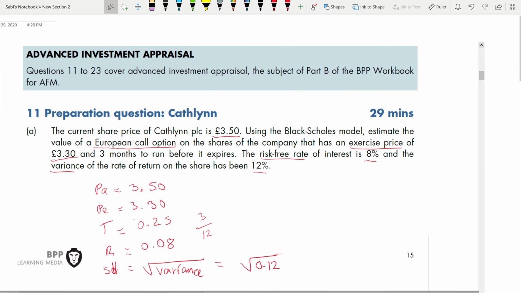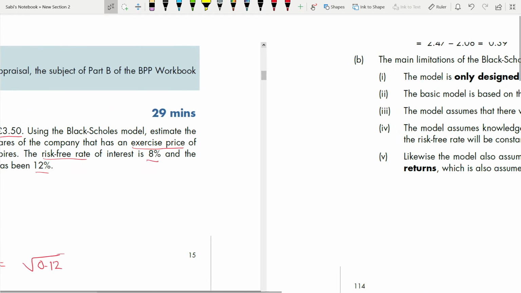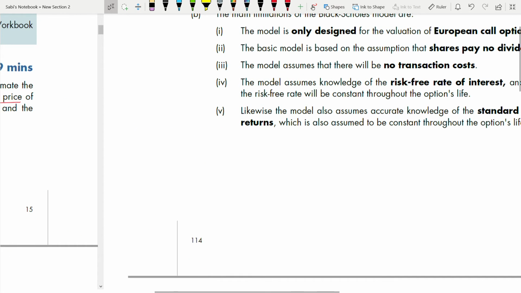Now we are going to do the calculation of part A. I haven't given you the answer of part A because I want to do it by myself and show you how to do it, right? So first we are going to start. Whenever the Black-Scholes model is there, the first thing you have to start with is D1.